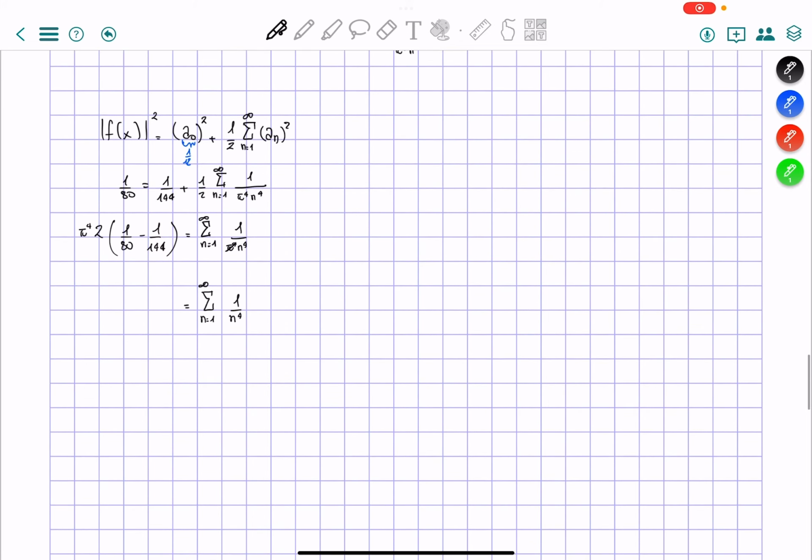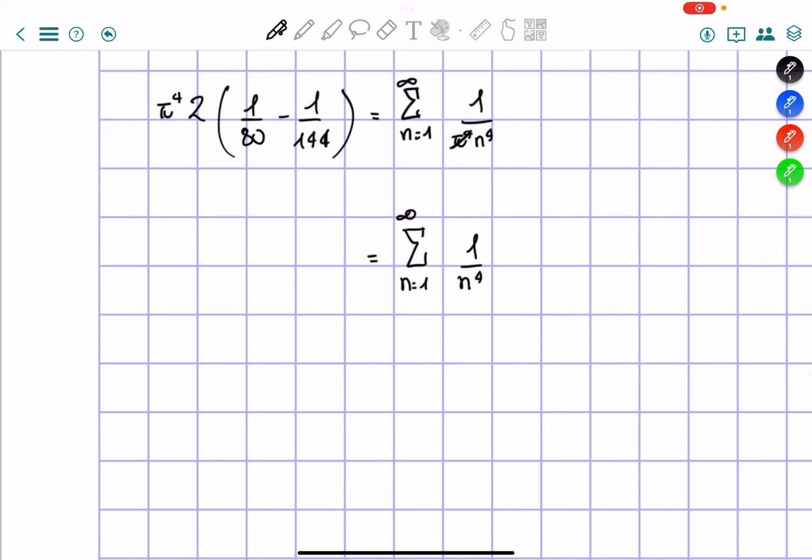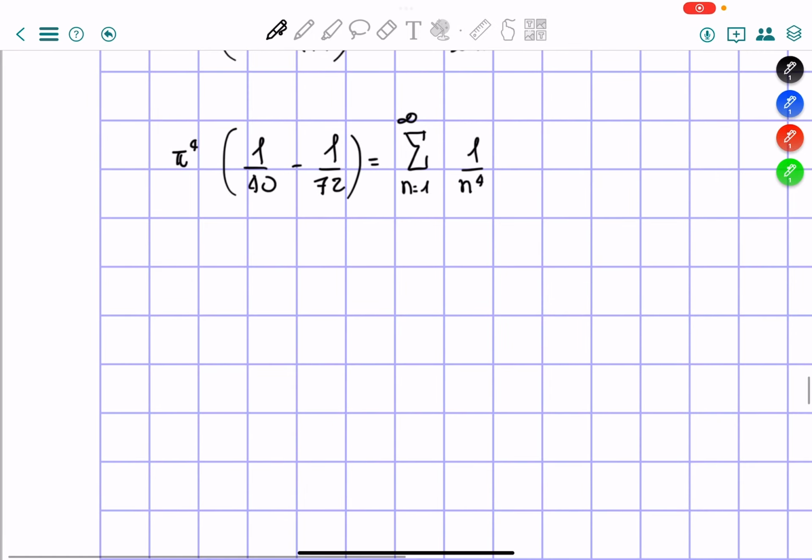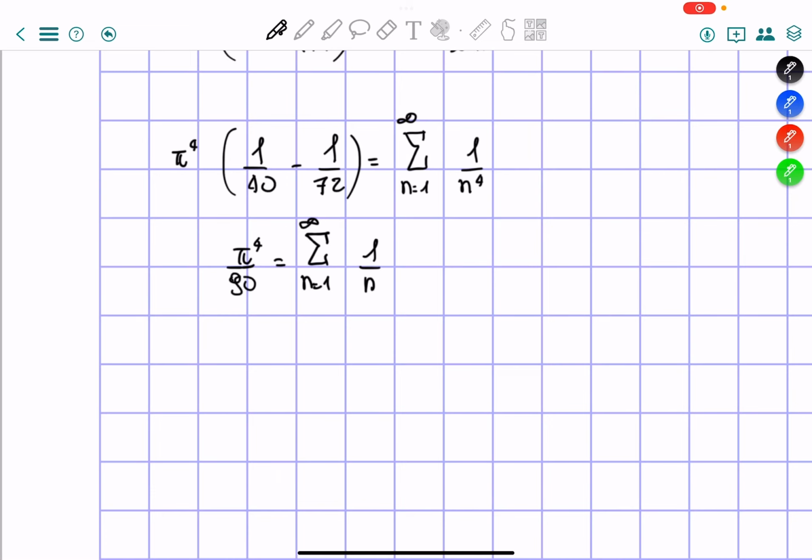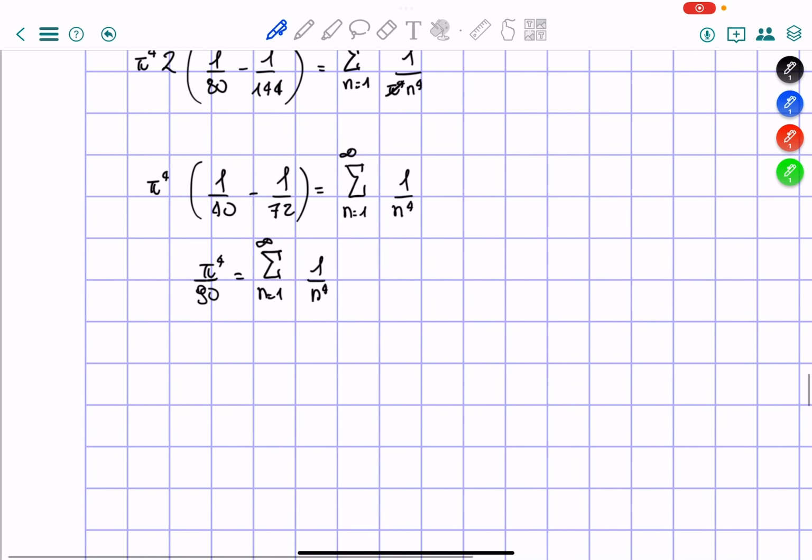So our answer is going to be, well, let's simplify this. We're going to get pi to the power of 4 times 1 over 40 minus 1 over 72, which is about 1 over 90. So we're going to have pi to the 4 over 90 equal to the sum from n equals 1 to infinity of 1 over n to the power of 4. And that is our final solution.